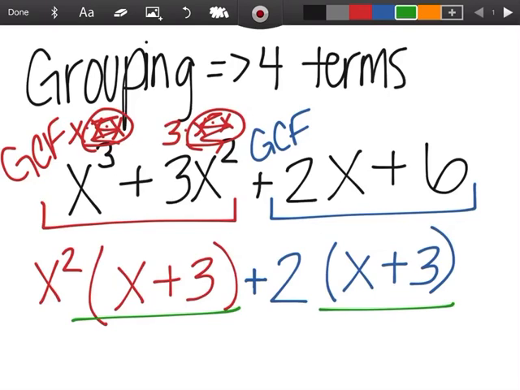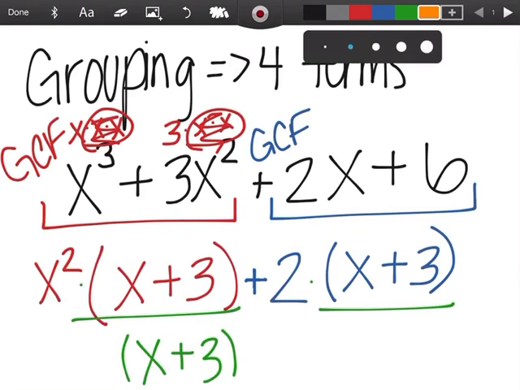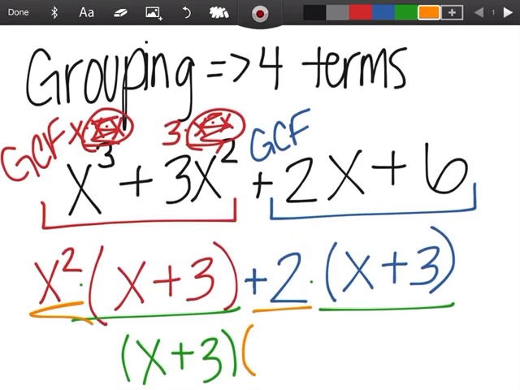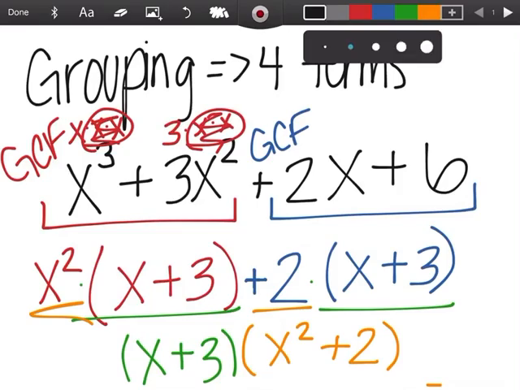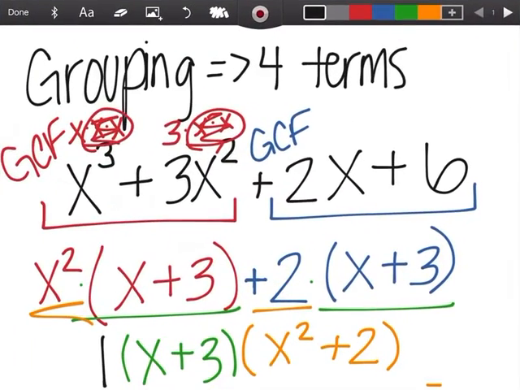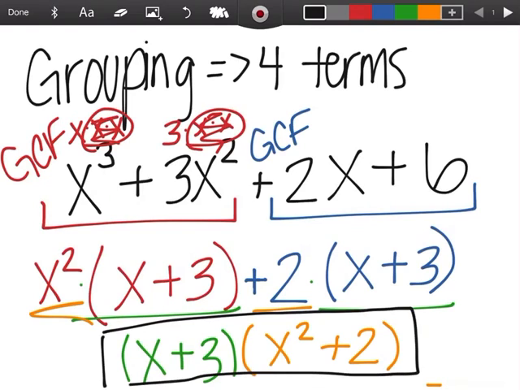And so now that I have the same quantity in each term, this first term says x squared times the quantity x plus 3. And the second term says 2 times the quantity x plus 3. So what is it that they have in common? The quantity x plus 3. So I'm going to factor the quantity x plus 3 out front, and I'm going to write down whatever's left over in each term, which in the first term I'm left with an x squared. In the second term I'm left with a plus 2. And so the factored version of this is x plus 3 times x squared plus 2.